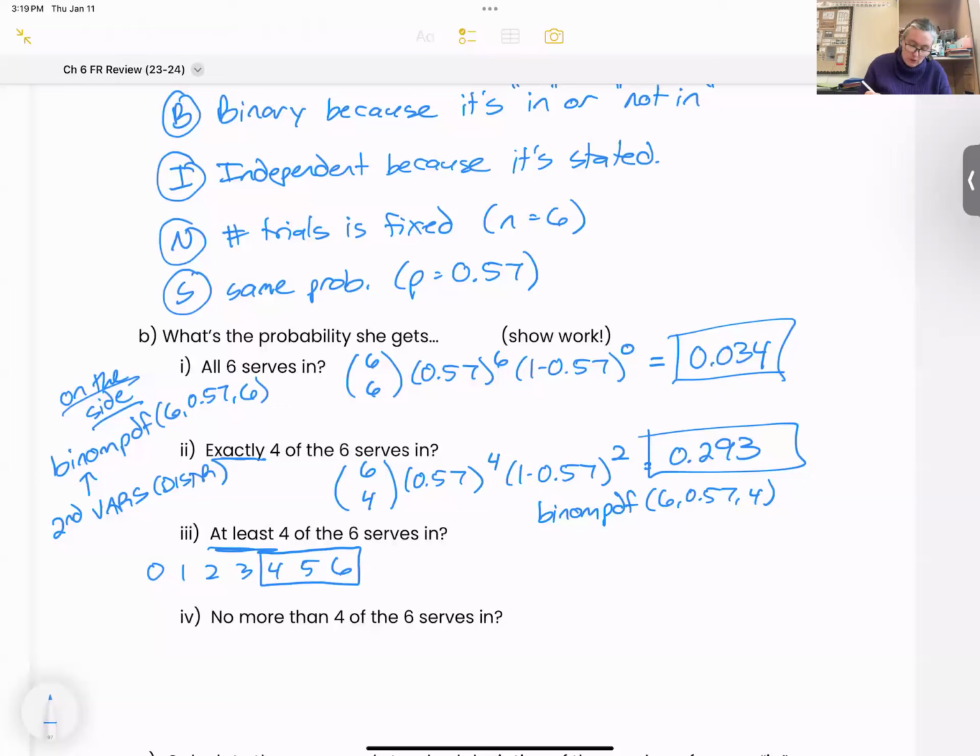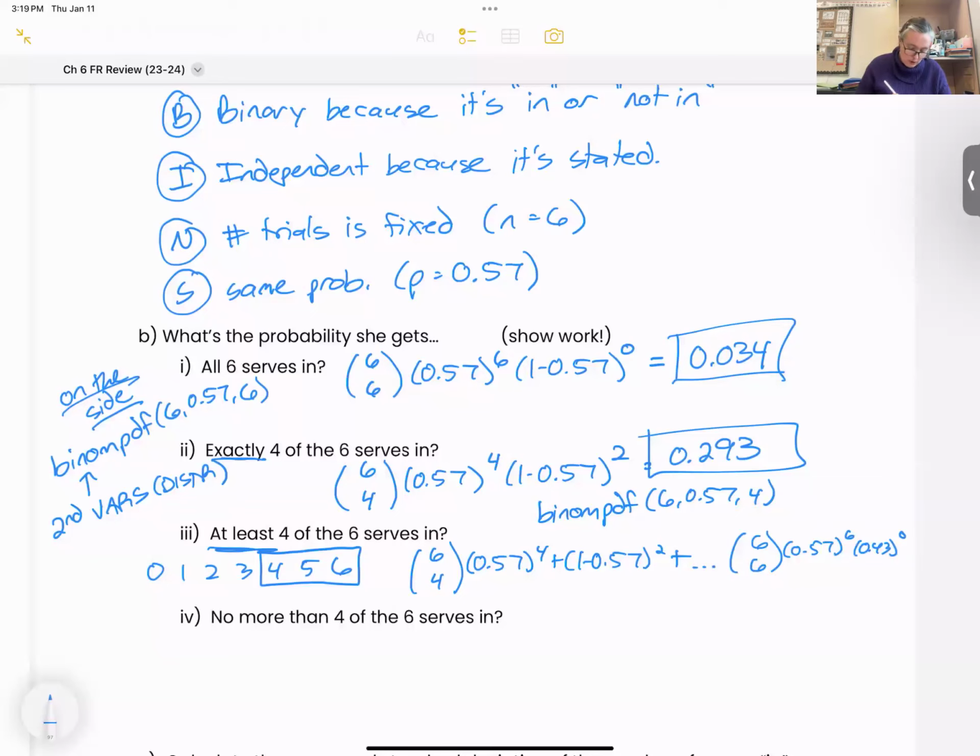So for showing your work, it's probably easiest to do this. Same thing as up above, minus 0.57 squared. And I'm going to say plus 6 choose 6, 0.57 to the 6, 0.43 to the 0. You have options on your calculator. You could either do binom PDF of 4 and 5 and 6 and add that up.